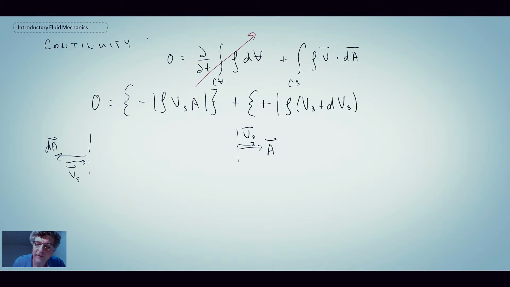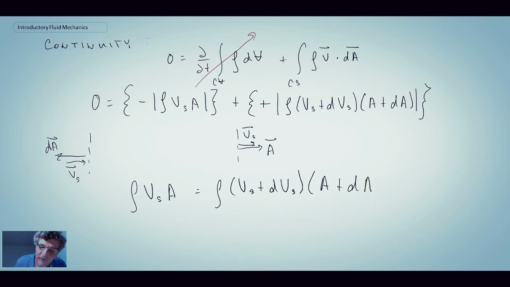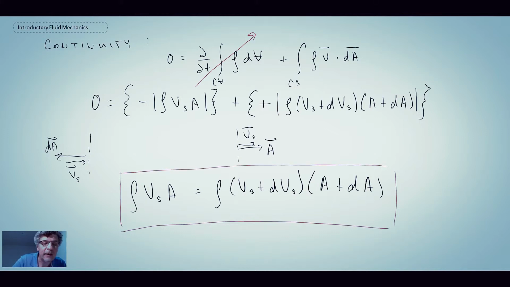So the velocity was Vs plus dVs, and then the area was A plus dA. So that's what we get from continuity. We can then simplify and rearrange, and we get this relationship here. What we're going to do is just park that, and we will come back and use that in a few minutes as we look at the momentum equation.